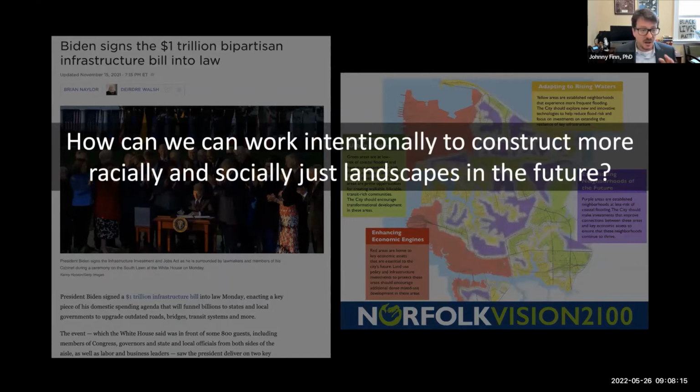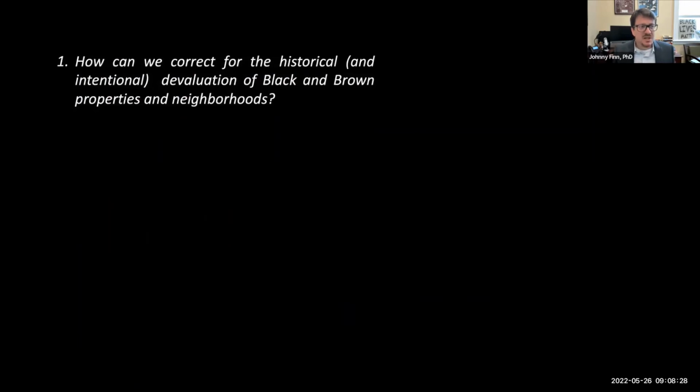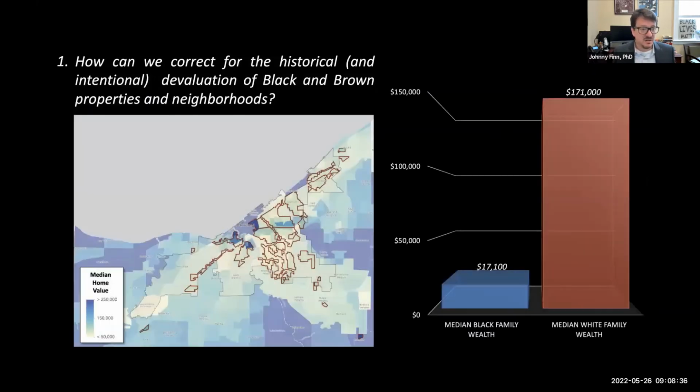And so rather than giving answers here, I have three questions for us to put in the back of our mind and think about as we move out into the world. One is, how can we correct for the historical and intentional devaluation of Black and brown properties and neighborhoods? I can't get this side-by-side graphic of a 90% racial wealth gap and how it looks geographically on the map. I can't get this out of my head.